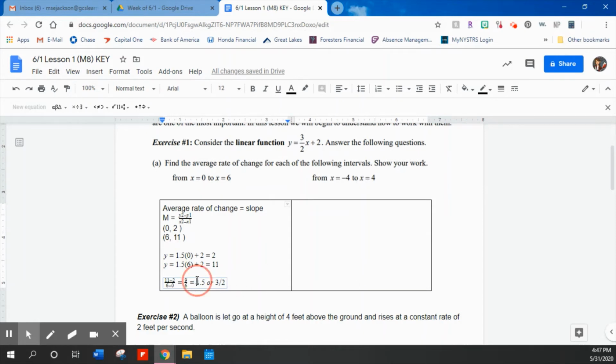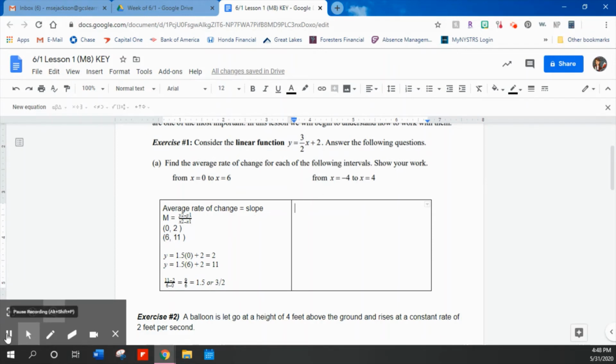Okay, or you can also put this over 1, 1.5 over 1. Okay, to make that into a fraction. I'm kind of getting a little ahead of myself right now because I know what's coming, but either one of those would be a correct answer. All right, so I want you to pause the video and try the next one from x equals -4 to x equals 4.